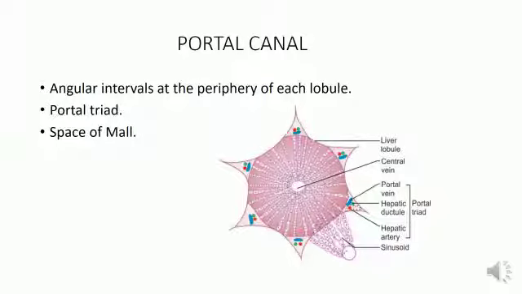Portal canal. They are angular intervals at the periphery of each lobule filled with connective tissue. Each canal consists of a radicle of portal vein, hepatic ductule and hepatic arteriole. They are collectively called portal triad. The blood vessels and the hepatic ductule present in the portal canal are surrounded by a narrow interval known as space of Mall. The lymphatics of the liver begin in this space as blind radicals.